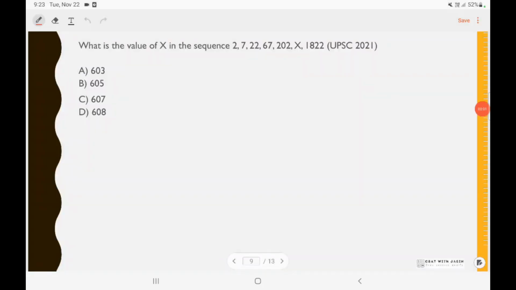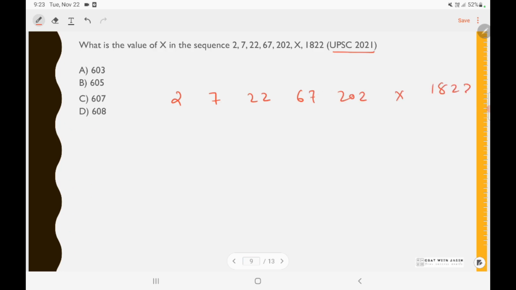So we will take this series. This is from UPSC 2021, and let us apply our trick here. So we have 2, 7, 22, 67, 202, x and 1822. We need to find x. So just take the difference. Here it will come 5. Here it is 15. Here it is 45. Here it is 135. Here we don't know. Okay, so are you able to find out the relationship between these numbers? Actually 5 into 3 is 15, 15 into 3 is 45, 45 into 3 is 135, etc.